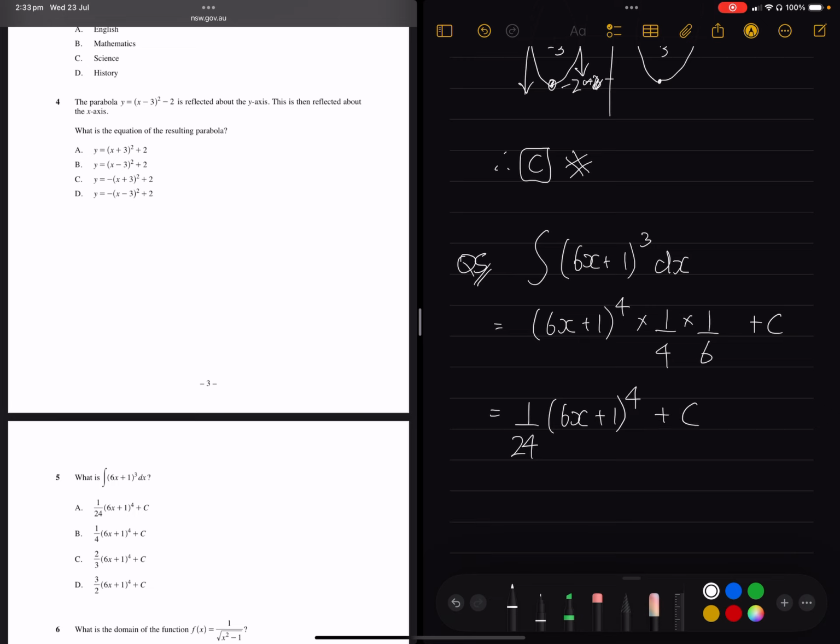And from the 5 options we have, this is A. So A is the answer to question 5. So this is some select working to the first 5 questions from the 2024 Advanced Maths paper.